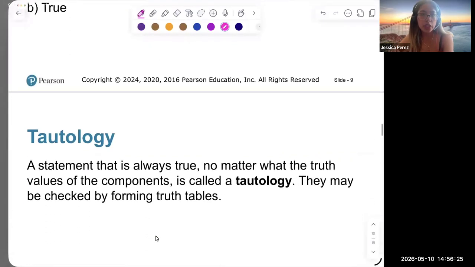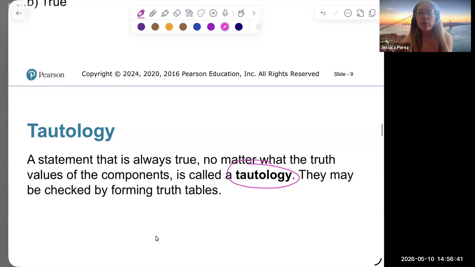Now, what is a tautology? A tautology is a statement that's always true, no matter what the truth values of the components. So that means that on the right side, all of your values should be true. So all of the components should be T. That's called a tautology. So this is checked by forming truth tables.